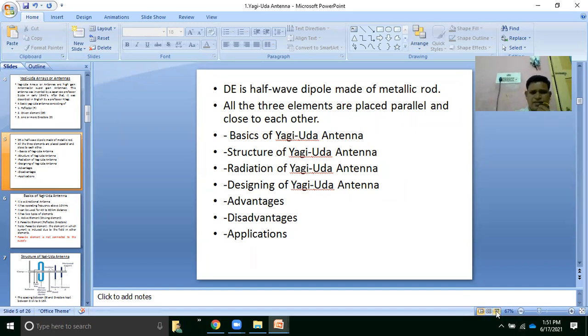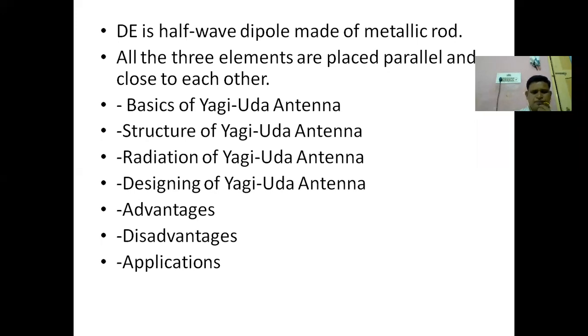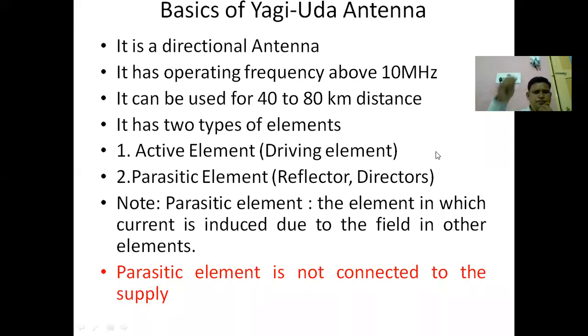First we'll see the basics of the Yagi-Uda antenna. This Yagi-Uda antenna is a directional antenna. What do you mean by directional antenna? A directional antenna is one that can receive electromagnetic waves in a particular direction only. That's why we have to adjust the antenna so that we can get good reception. That's why it is a directional antenna.